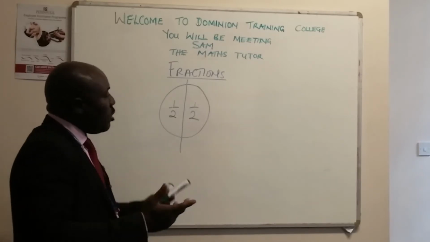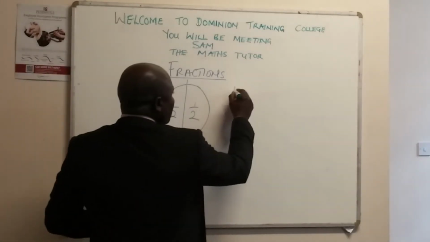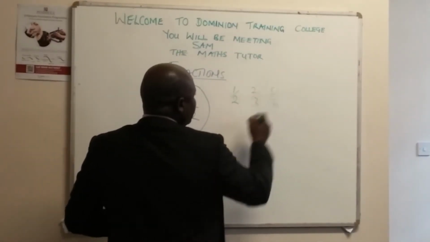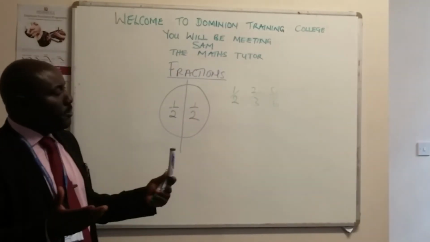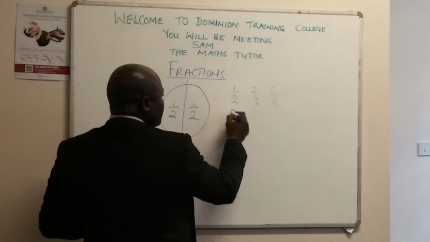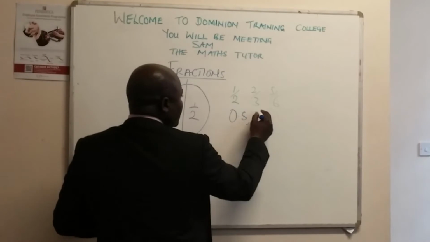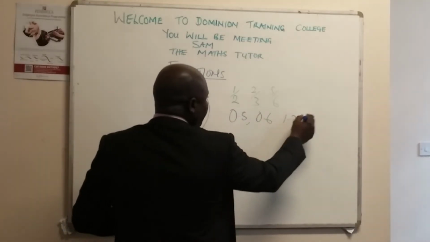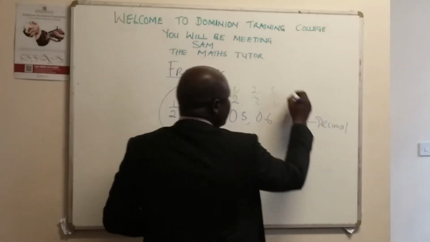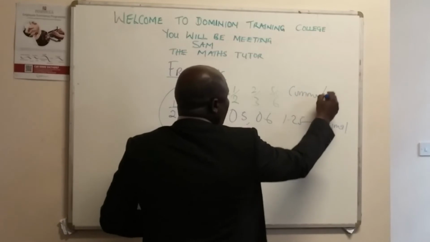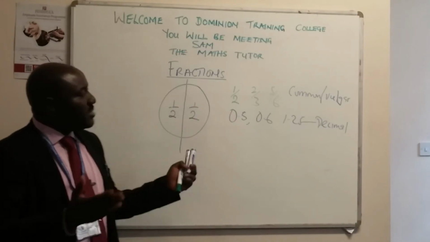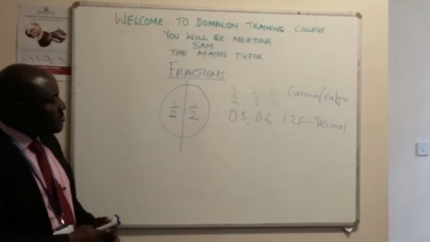You can write fraction in common form. When you write it, 1 over 2, 2 over 3, 5 over 6, you say you are writing fraction in common form. If you write fraction in decimal form, 0.5, 0.6, 1.25, this is called the decimal form of fraction. Decimal, and this is common form or vulgar form. Those are the two forms in which you can have our fraction number written.